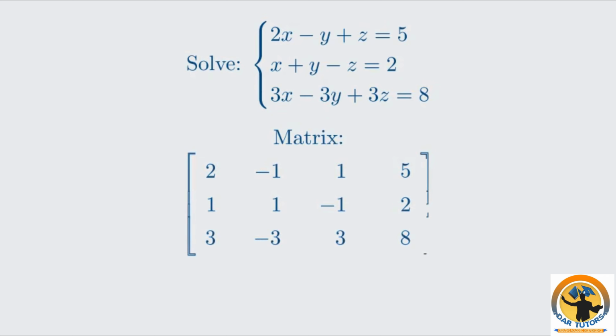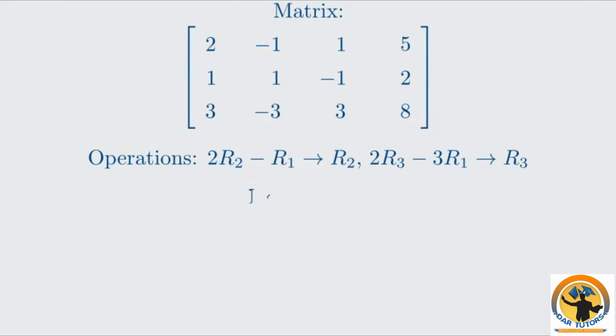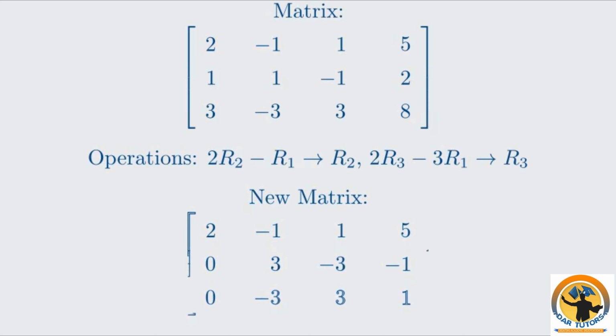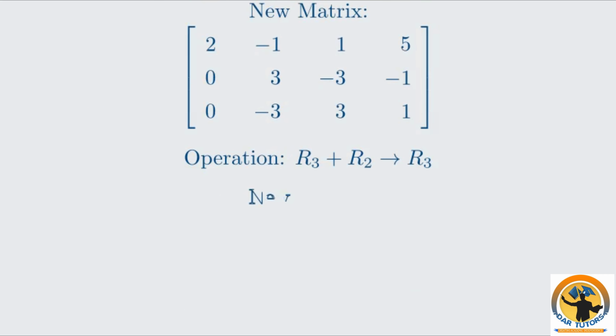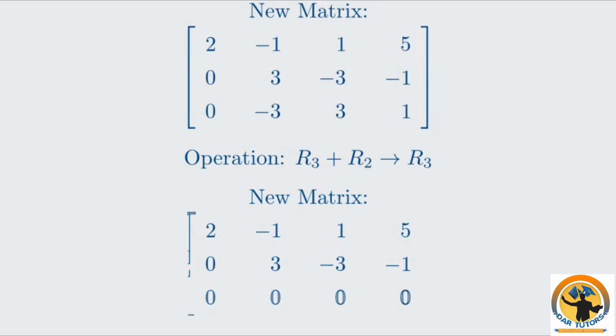Let's start by eliminating the x terms in the second and third rows. We perform the operations 2R2 minus R1 arrow R2 and 2R3 minus 3R1 arrow R3. This gives us a new matrix with zeros in the first column below the leading 2. Now, let's eliminate the y term in the third row. We perform the operation R3 plus R2 arrow R3. The first two rows remain the same. The new third row is 0, 0, 0, 0.